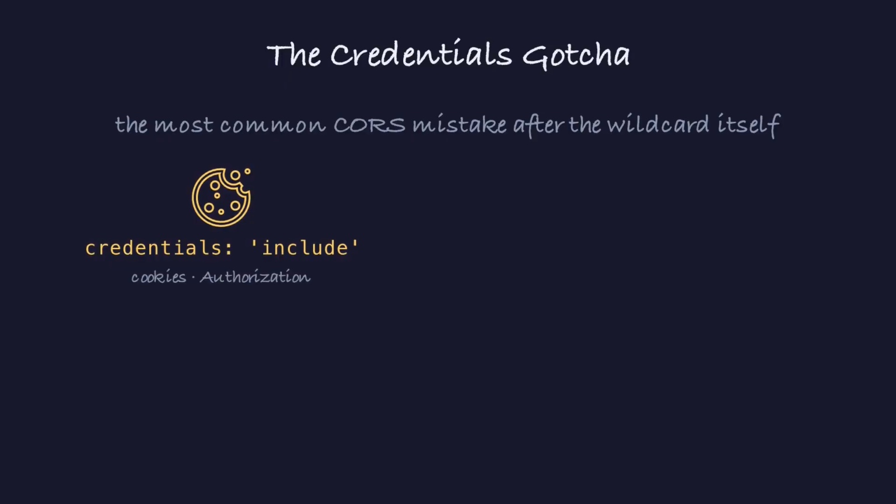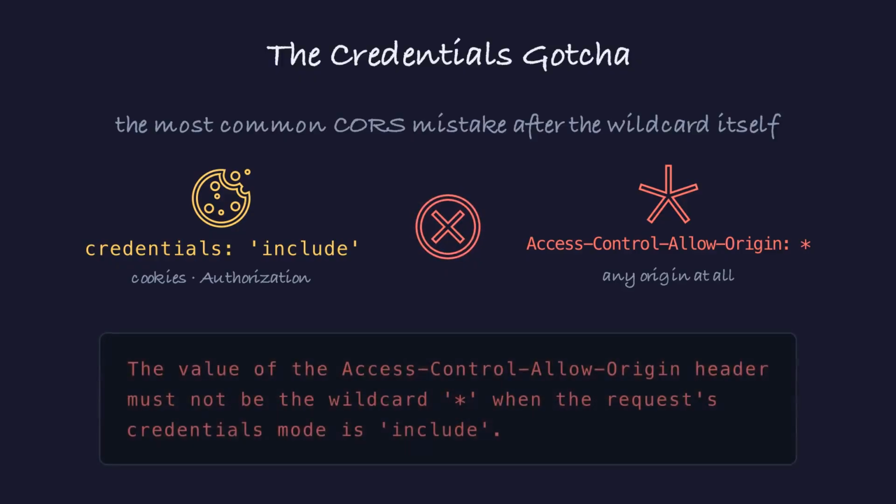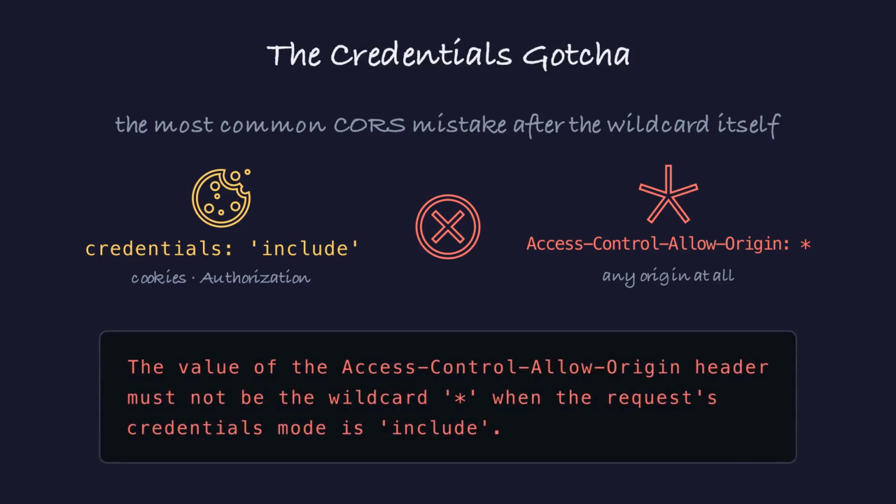When your request includes credentials, cookies, or an authorization header sent with credentials include, there is a special rule. You cannot use the wildcard star for Access-Control-Allow-Origin when credentials are involved. The error reads: the value of the Access-Control-Allow-Origin header must not be the wildcard star when the request's credentials mode is include.